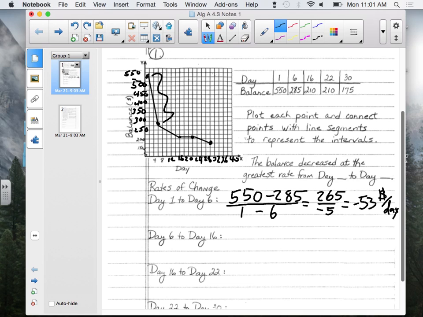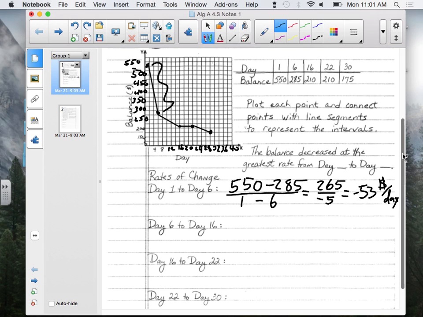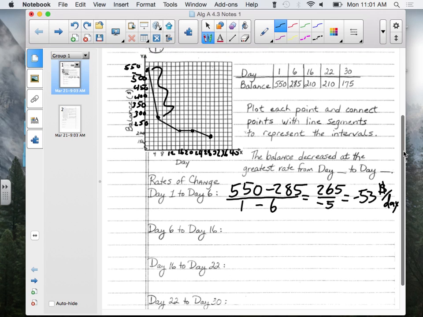Yes, Michaela. Okay, so the question right above what we just did asks which decreases at the greatest rate. Wouldn't that be this one? Negative 50. According to what, Michaela? According to the lines. Yeah. So since this is the steepest line segment in our graph, that particular section has the greatest rate of change. So that would be correct. The balance decreased at the greatest rate from day 1 to day 6. So that's what we just found there.